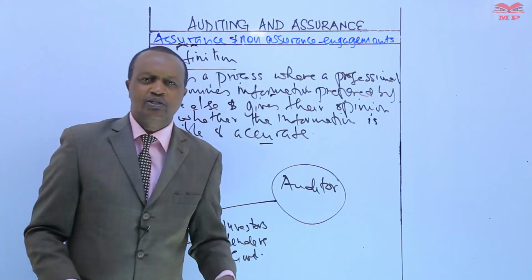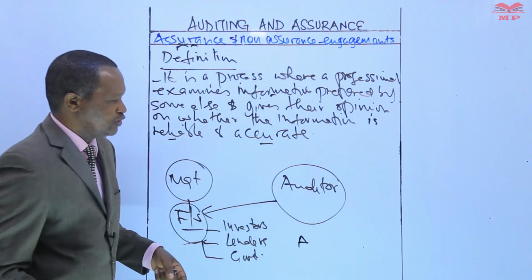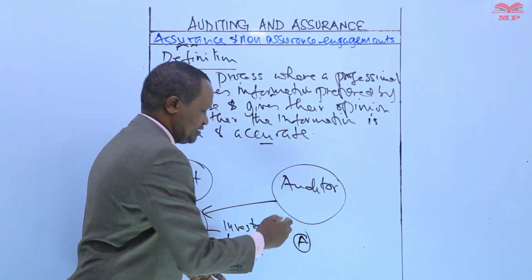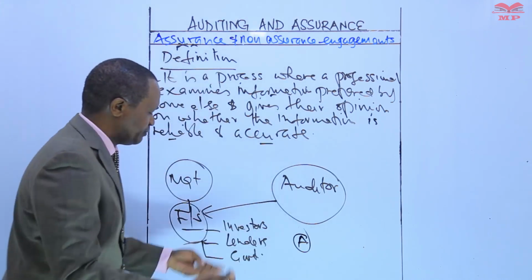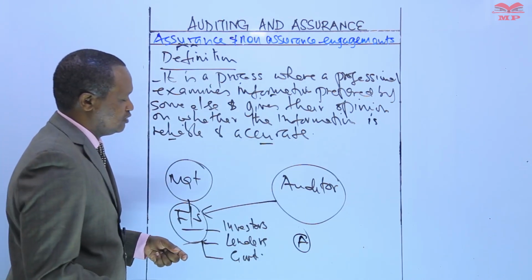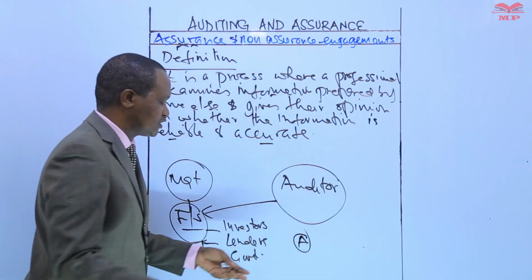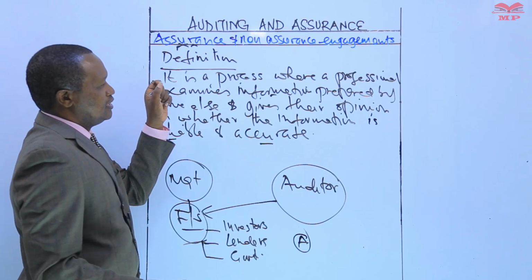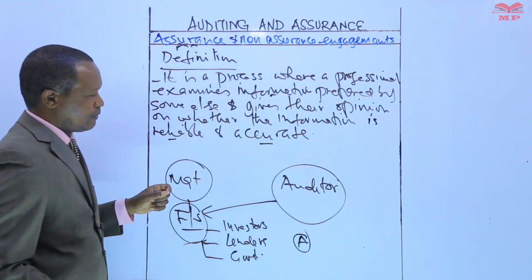If as an investor you would want to invest in company A, you have to know the financial position of company A. And how can you rely on information of this company if not on the basis of an opinion of a professional?